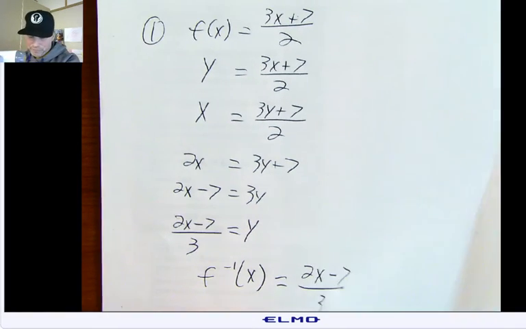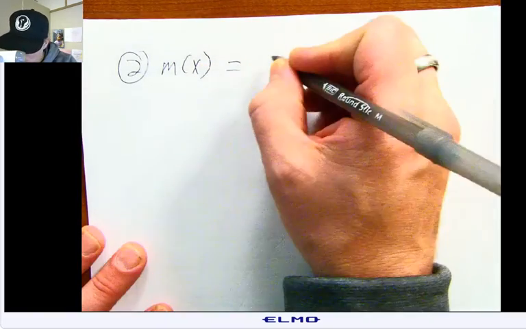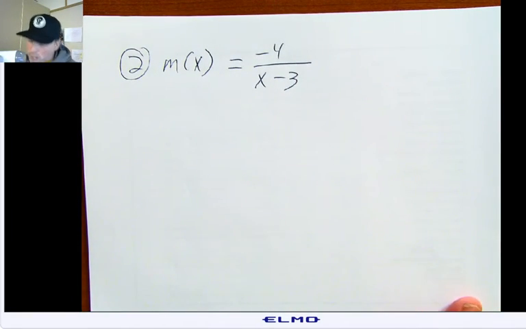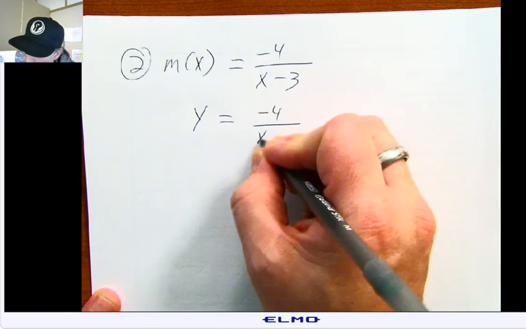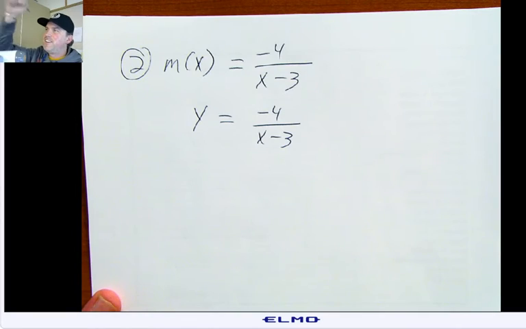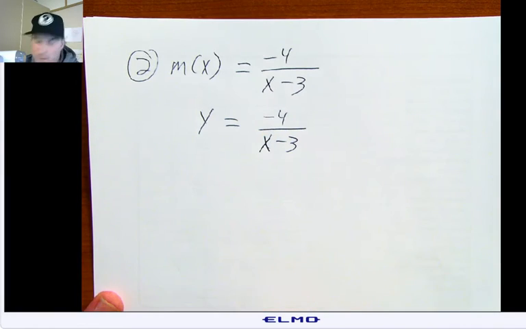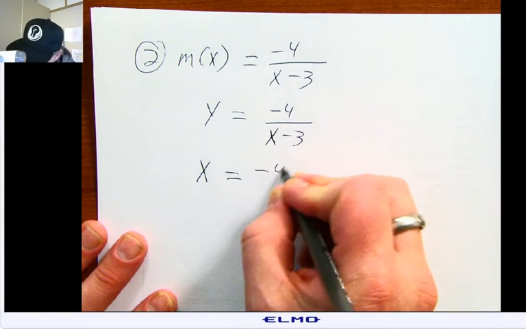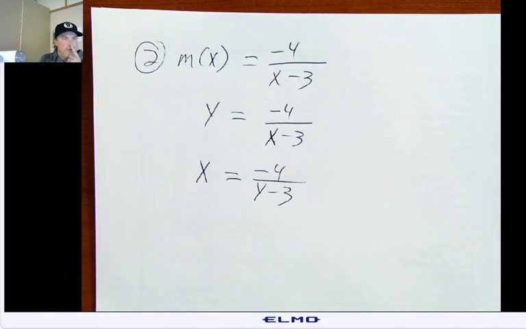Number 2. Suppose m of x equals negative 4 over (x minus 3). All right, step 1, just like the last problem, change m of x to y. I'm doing a lesson on inverses. So we've changed the m of x to a y. Now we'll perform the inverse by switching the x and the y. So y becomes x, x becomes y. And now that we've performed the inverse, we've got to solve for y.